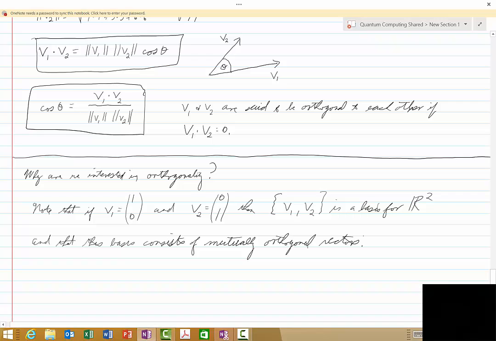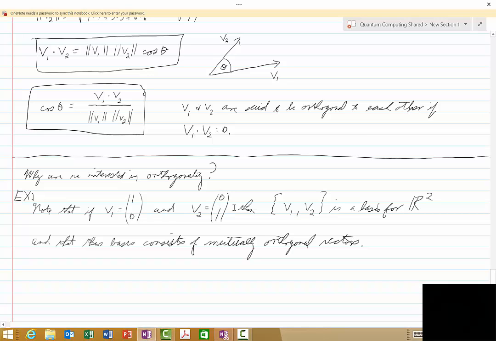Okay, let's read this now. So this is an example. We're trying to understand why we're interested in orthogonality. And so the example is as follows. We have a vector v1, which is 1, 0, and another vector v2, which is 0, 1. And I claim that those two vectors taken together form a basis for R2. Now, that's the first part of what I'm claiming, and I think that that's very clear. We've talked about that before, but any vector in R2 could be written as alpha times this first vector plus beta times the second vector.